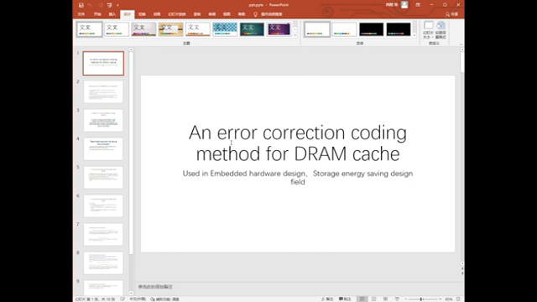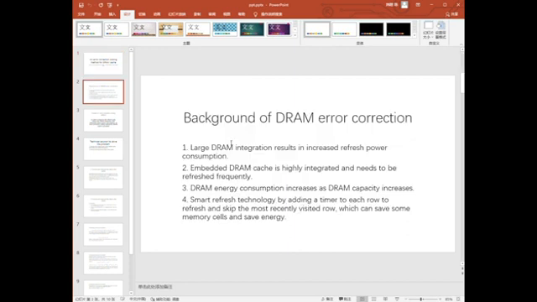If there is some error in the architecture, when the computer works longer and longer, it would cost more energy and become less efficient to work. So let's start. First is the background of DRAM error correction.